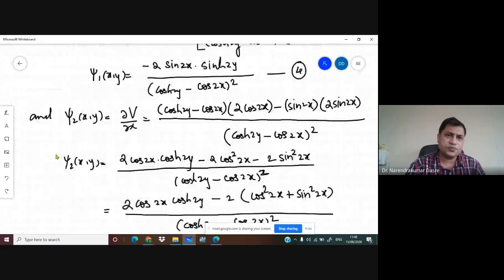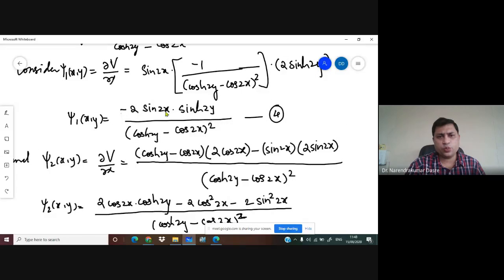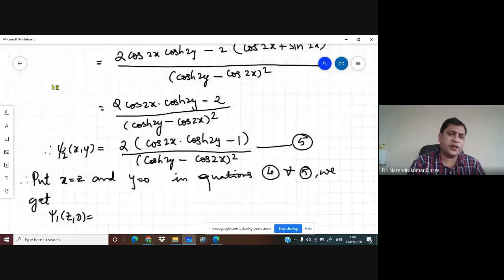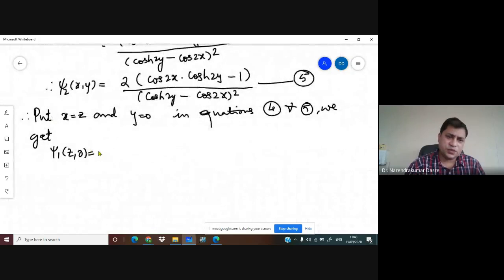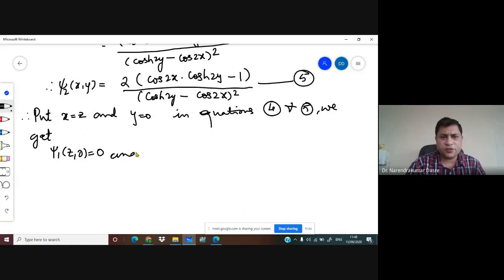psi 1 of z0. In psi 1 we have to put x is equal to z and y is equal to 0. So if I put y is equal to 0, this sine term is going to be 0. So the numerator is 0. That's why we get this term to be 0, and we have psi 2 of z0.